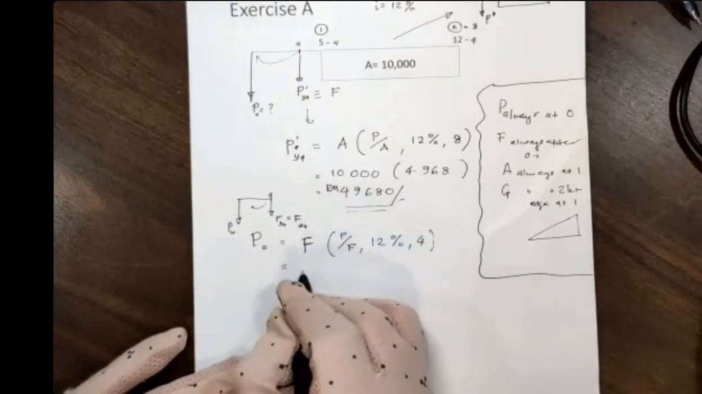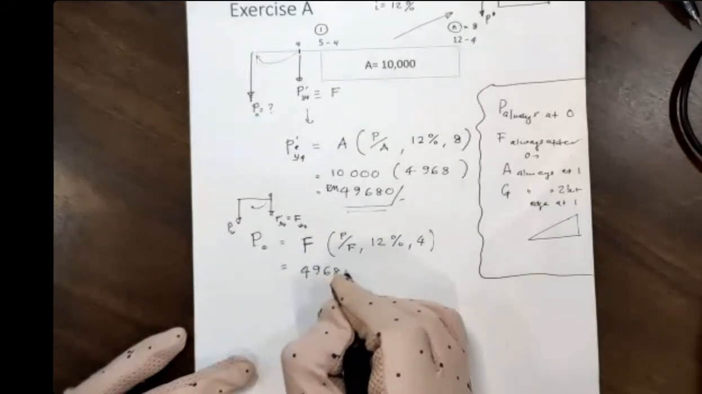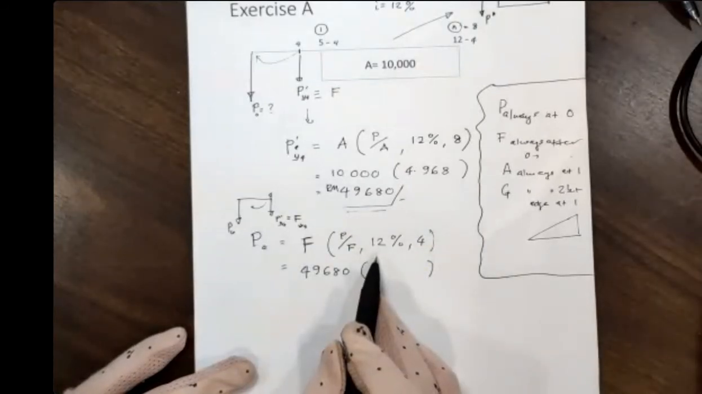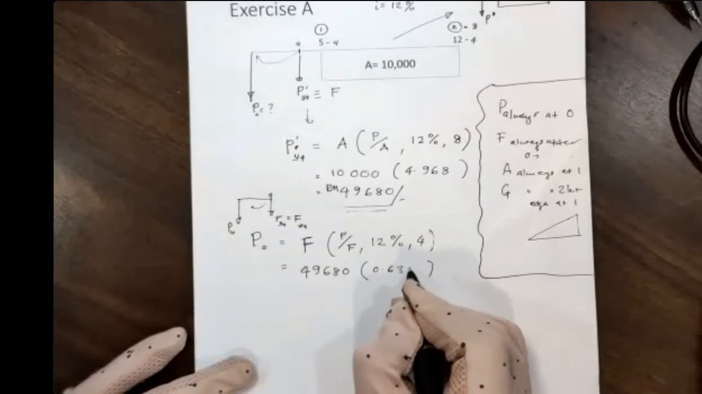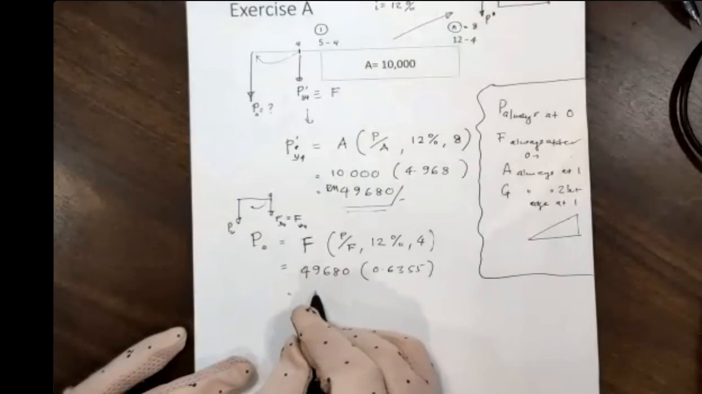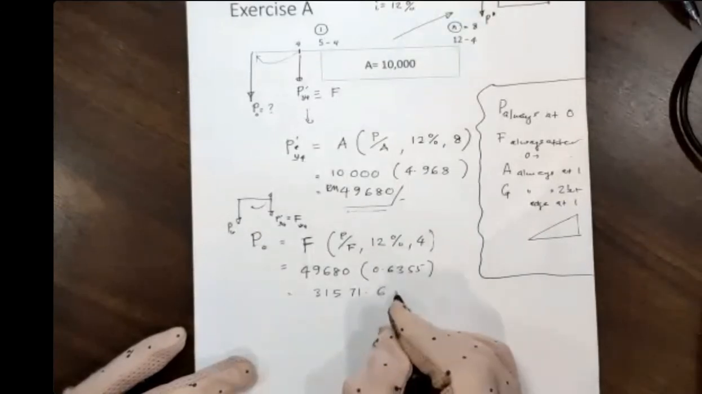Then F is 49680. Okay, you look at the table. The answer is 0.6315. So the last result is 31571.6.